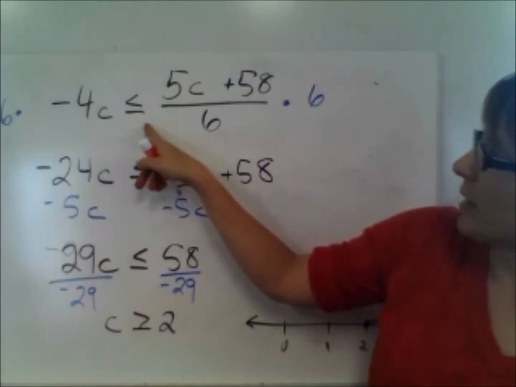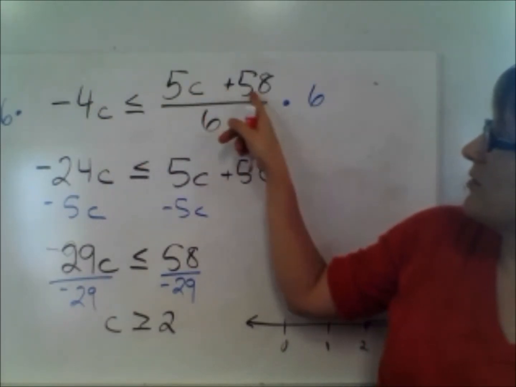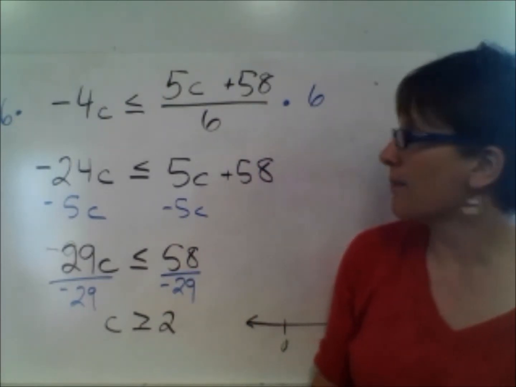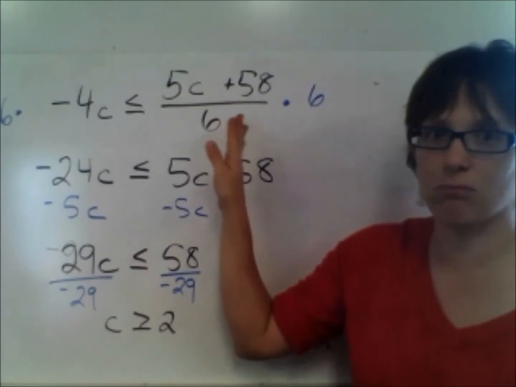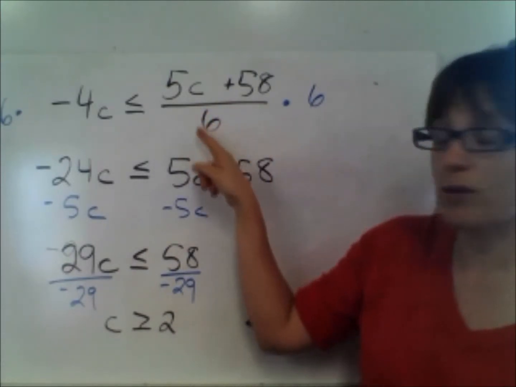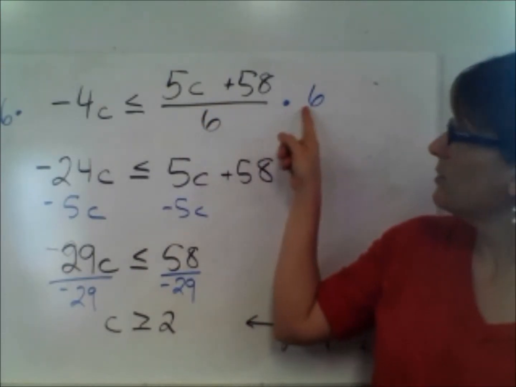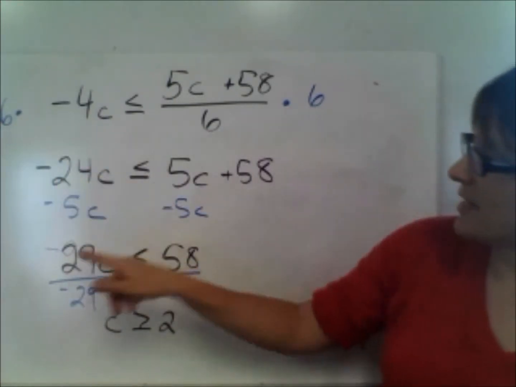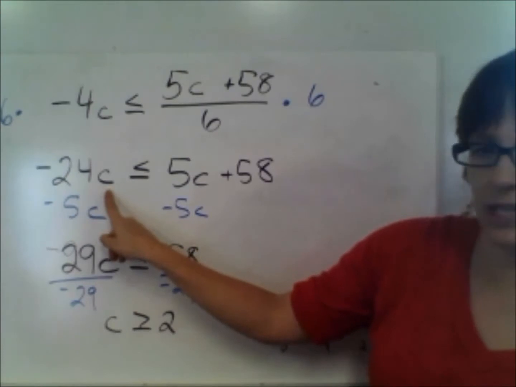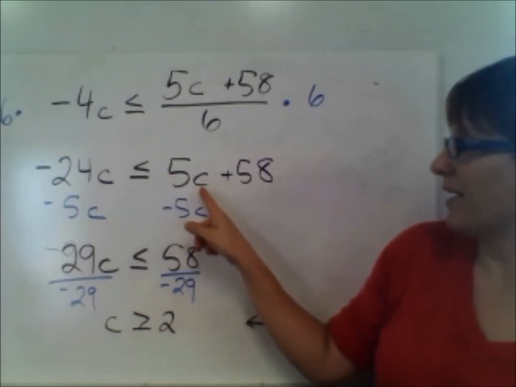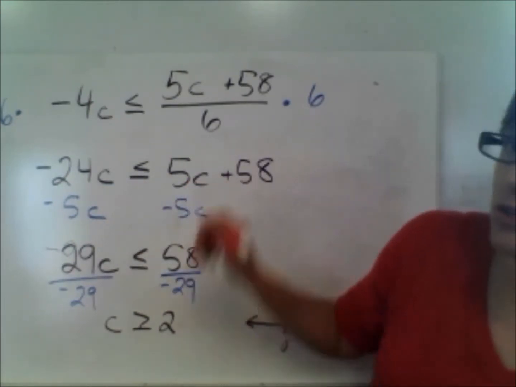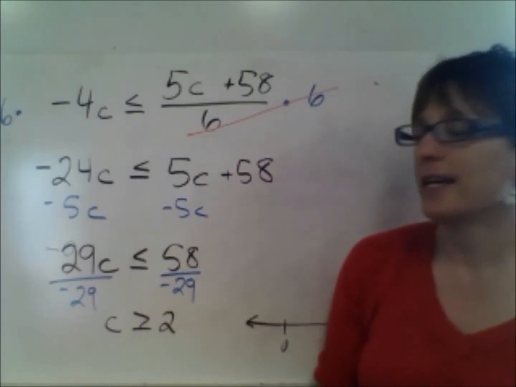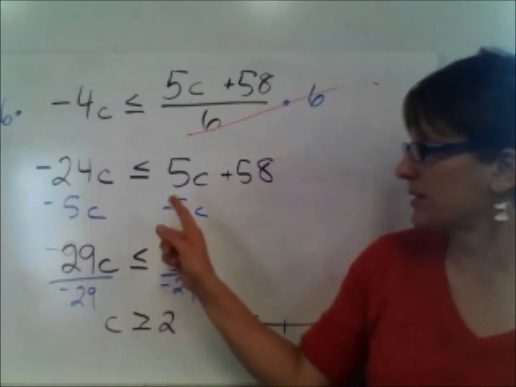-4c is less than or equal to 5c plus 58 all divided by 6. My first step is to get rid of this fraction. How do you get rid of divide by 6? You times by 6. Times both sides by 6. That's going to give me -24c is less than or equal to 5c plus 58. Those 6's over here just canceled out. The fraction went away. Now I can combine like terms.